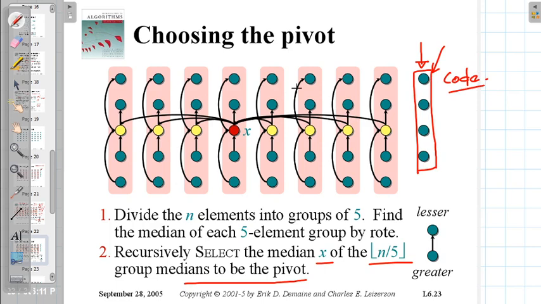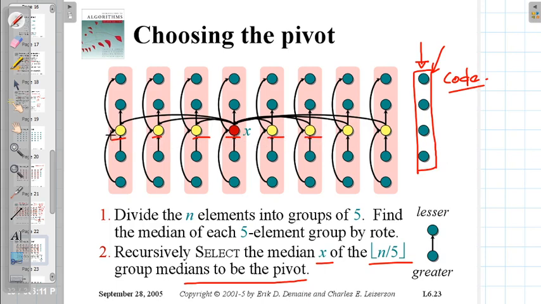So the analysis will show that if you ignore this, then we don't have any kind of problem. So we have to find out the median. Right now we have to find out these medians, and we have to find out the medians of medians.